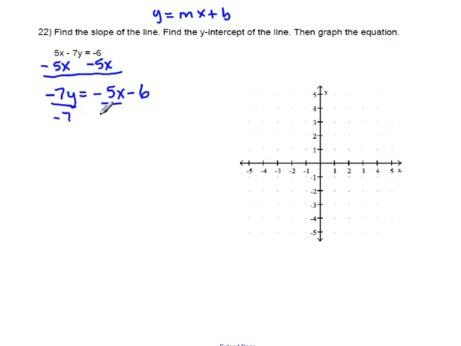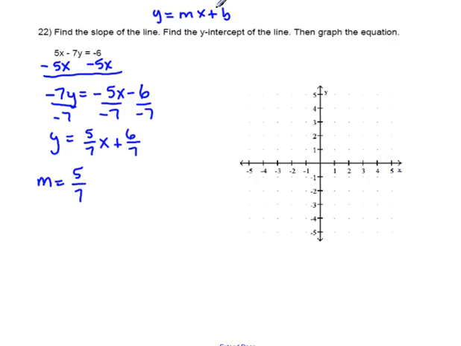So we'll divide everything by negative 7. And you'll see that these do not divide evenly, so we're just going to leave it in fraction form. So negative 5 divided by negative 7 is positive 5/7 x. Negative 6 divided by negative 7 is positive 6/7. So the slope of the line is the number in front of the x when you've got the equation in slope-intercept form. So the slope would be 5/7.